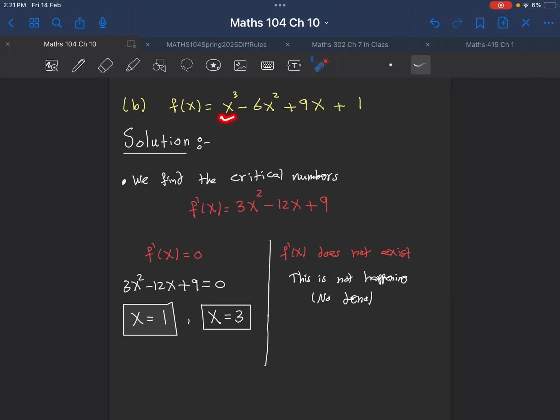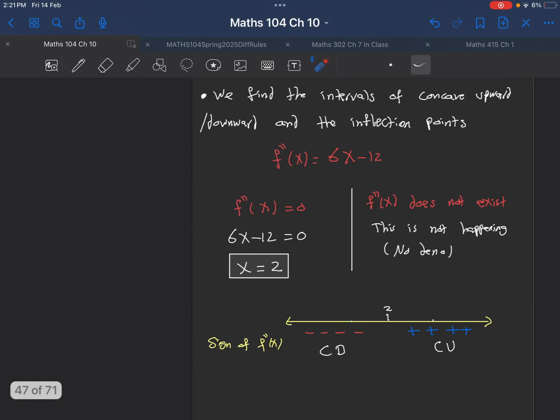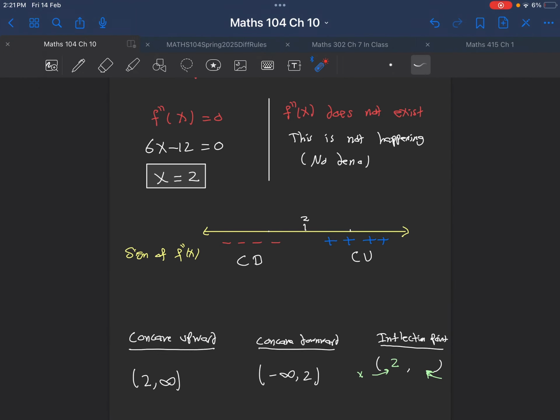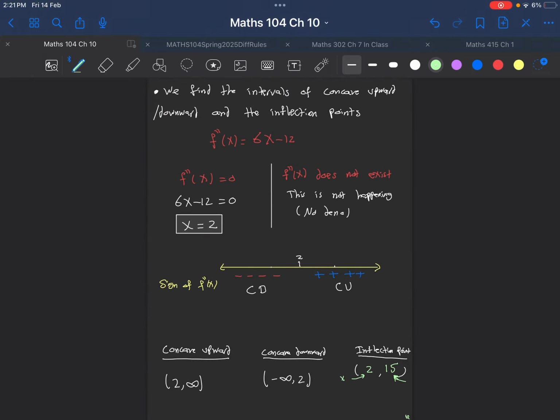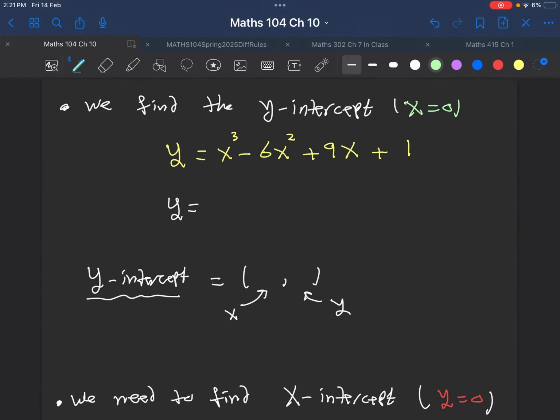Then we substitute into the original function, if we go back to the original function, which is this one here. We substitute every x by 2, and if we do it with the calculator, we get 15. So 2 and 15 is the inflection point.